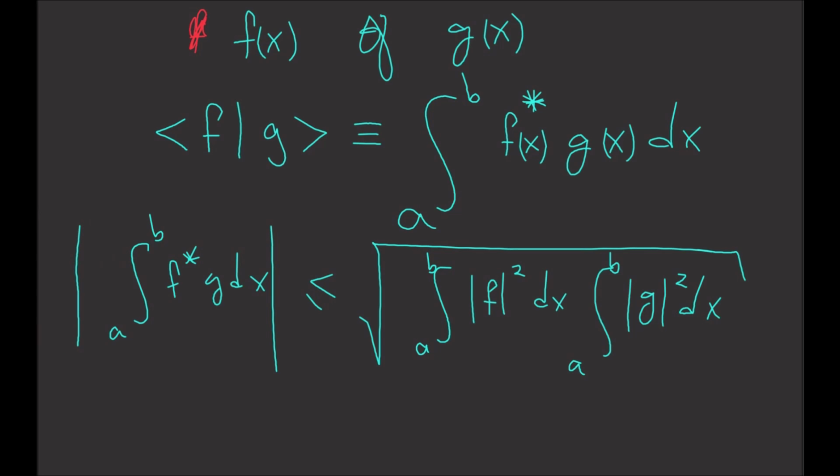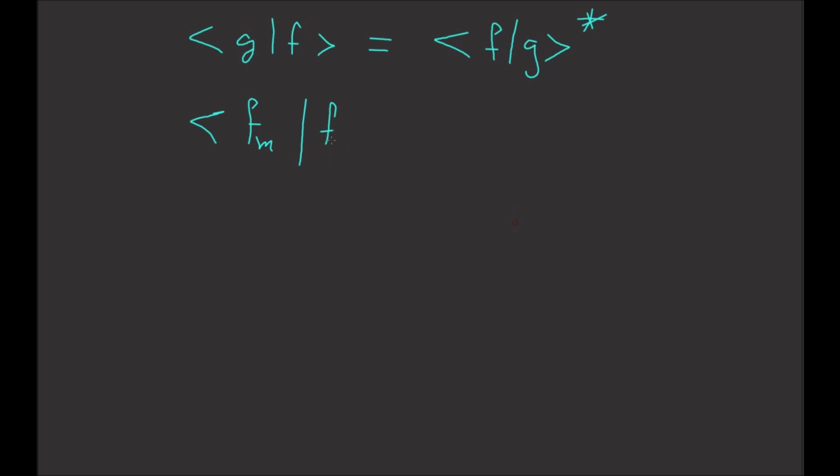Another important thing we need to know is that the inner product of g and f is equal to the complex conjugate of the inner product of f and g. So this is another important rule. And another important rule is that if we have the inner product of two functions f sub m and f sub n, this is equal to the Kronecker delta of m and n.